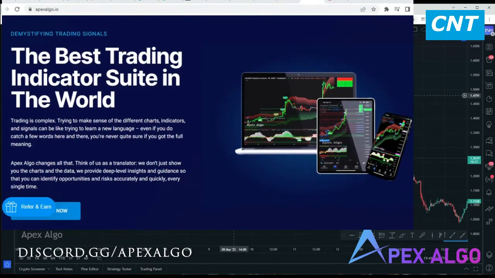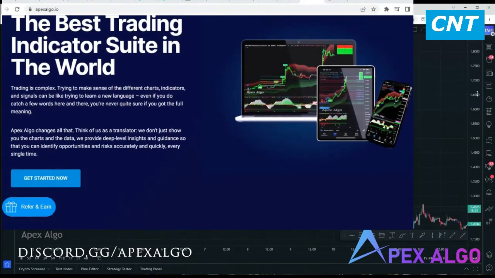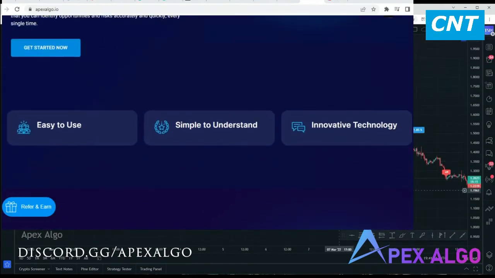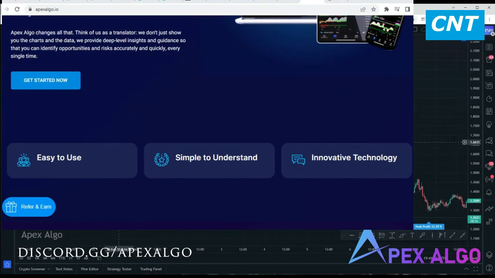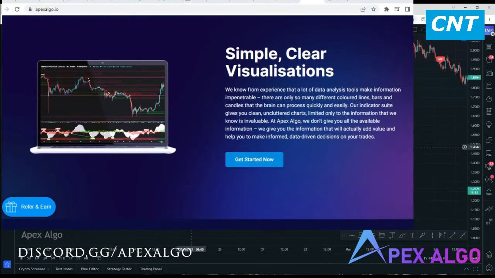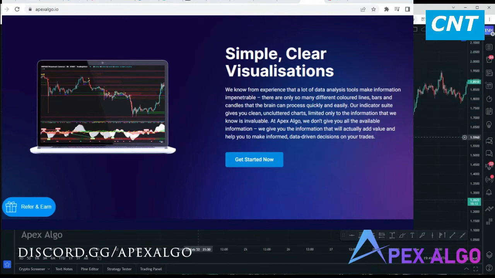At first, take a look at the website, later we will go to another place to try it out and review it. It is a very simple indicator and very accurate. A team took many years to develop this indicator. Trading is complex. Trying to make sense of the different charts, indicators, and signals can be like trying to learn a new language.